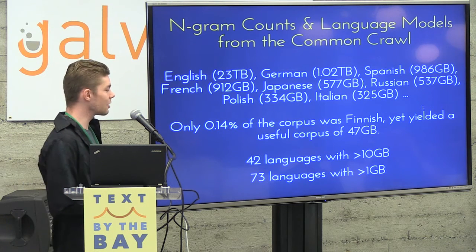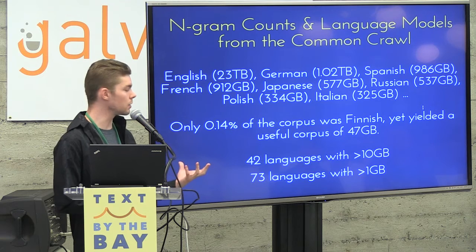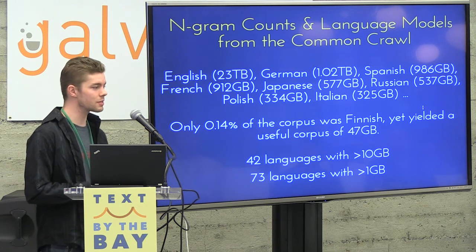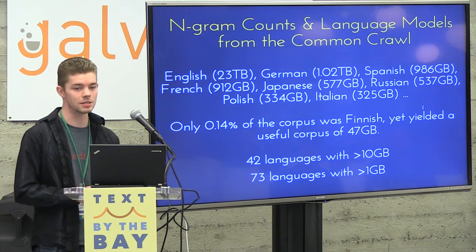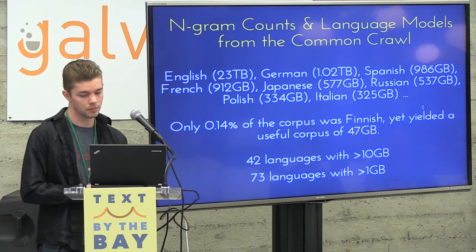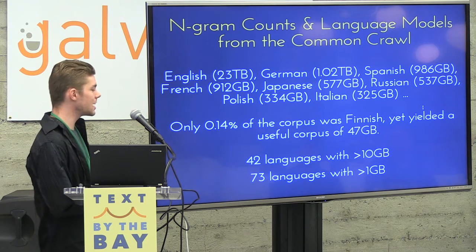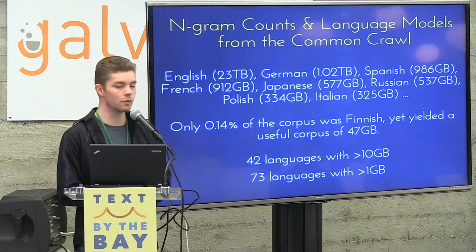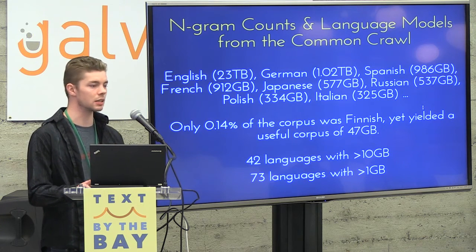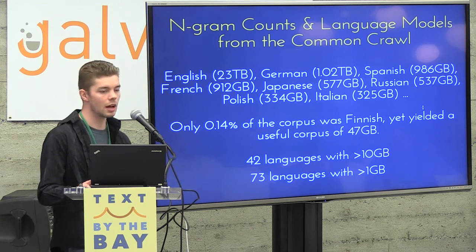But one of the great things is that even though, say, only 0.14% of the corpus was in Finnish, the corpus for Finnish was 47 gigabytes in size. So they're still far larger than most algorithms are actually running over. There are 42 languages with over 10 gigabytes and 73 languages with over a gigabyte of data. So you can imagine this would be a great thing for, say, testing language detectors or other different things like that.